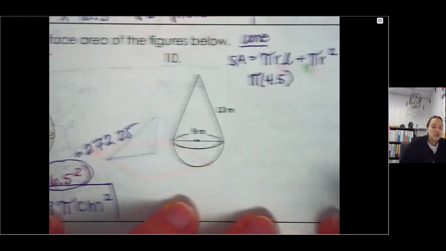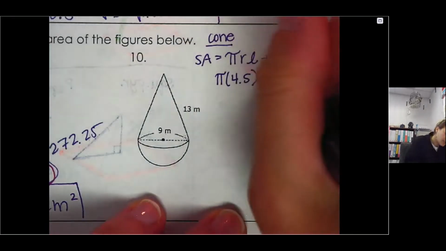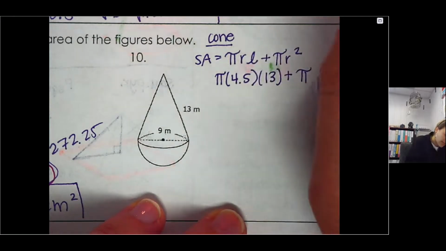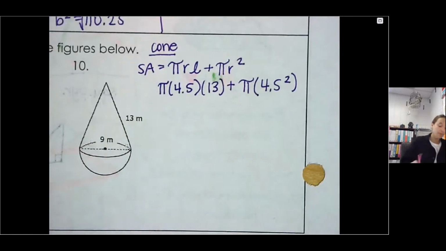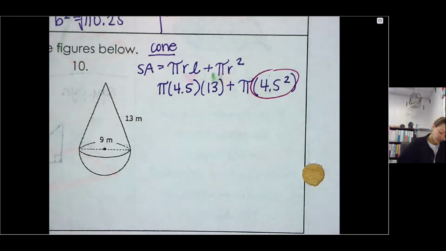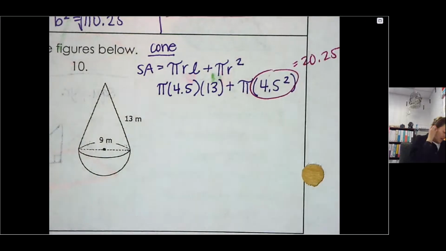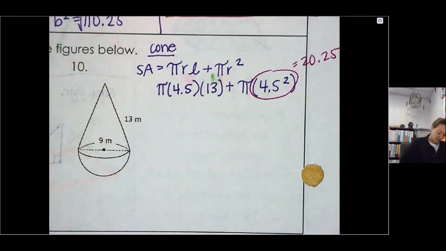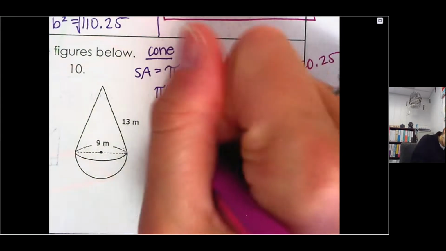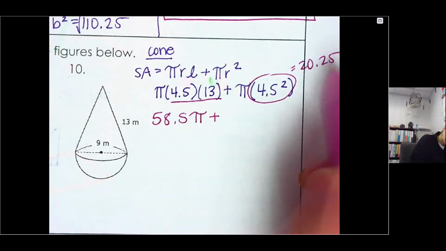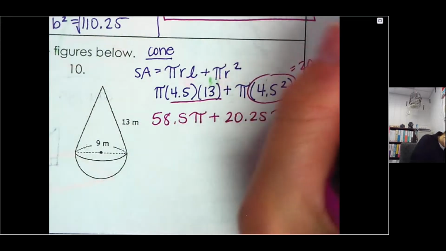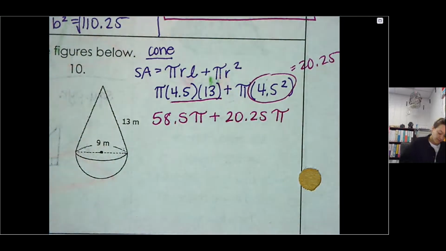My slant height is given to me. It's this one right here. This is 13. Plus pi times, again, my radius squared, 4.5 squared. Okay, so before, make sure you're doing the exponents first. So this is 20.25. And then I do my multiplication first. So 4.5 times 13 gives me 58.5 pi plus 20.25 pi. Add those two numbers together.